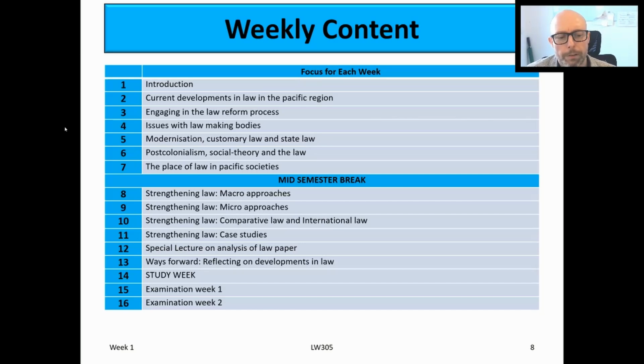I noticed that we have a special lecture on the analysis of a law paper in week 12. Because your assignment this semester is due a little earlier because of the shorter semester, I'll probably record that separately and we'll put that earlier in week 9 or week 10. And you might just have no lecture in week 12. We'll see how we go. All right, let's move on.